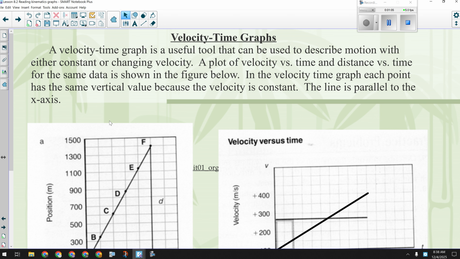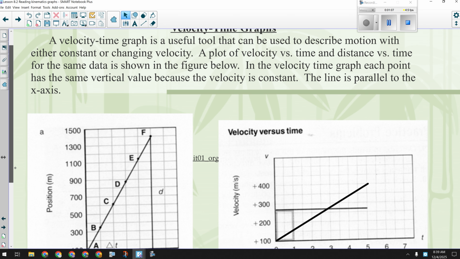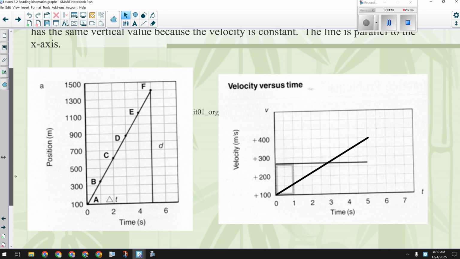Now, the one on the left here, this is a position versus time graph. What is this object doing? I kind of just said it a minute ago. Position versus time graph, the line's diagonal. It's moving at a constant rate, or at a constant velocity, in this case, in a forward direction. Could I calculate what that velocity is with this graph?